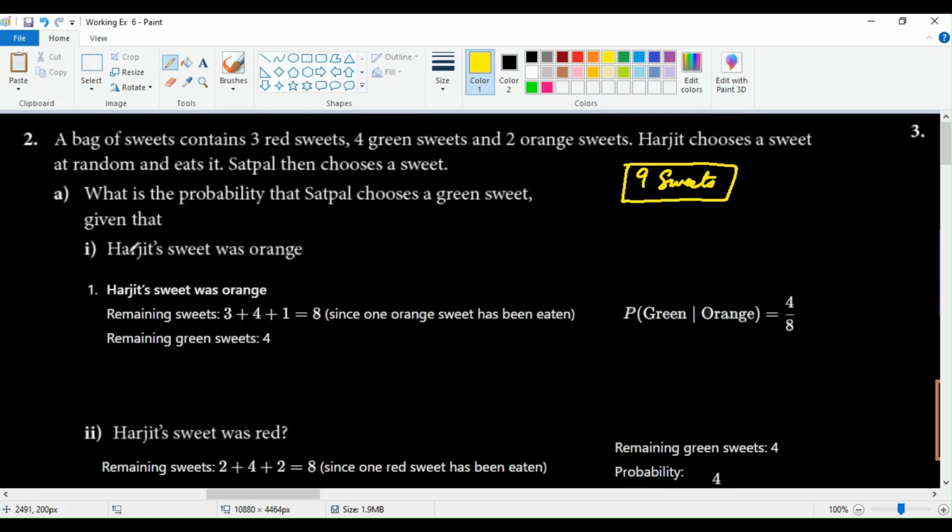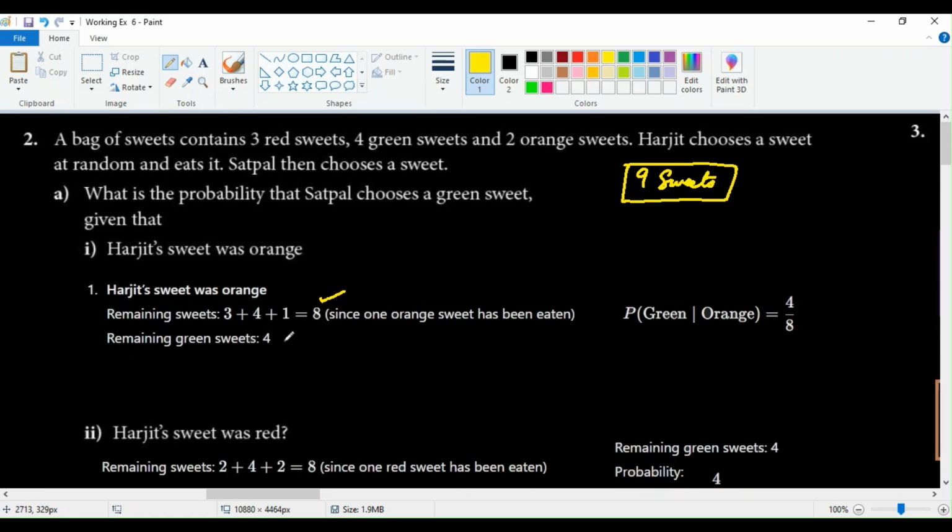Now when it comes to the question, it says Harjeet chooses a sweet at random and eats it. Satpal then chooses a sweet. That means one is going to be missing from that. So Harjeet's sweet was orange. Remaining sweets are 3 plus 4 plus 1, which equals 8 sweets now. Since one orange sweet has been eaten, the probability of having an orange is 4 over 8. So remaining green sweets are 4.